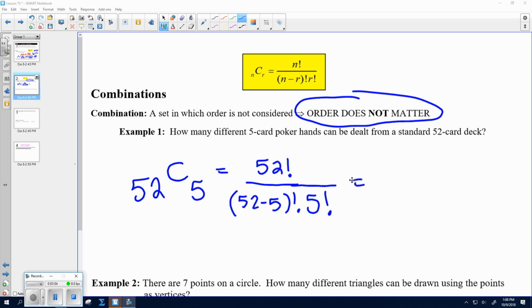And you could plug this into your calculator using the combinations feature: menu, probability, combinations, 52, 5, and you get this really big number, 2,598,960. That's so many different combinations of cards, and only some are lucky.